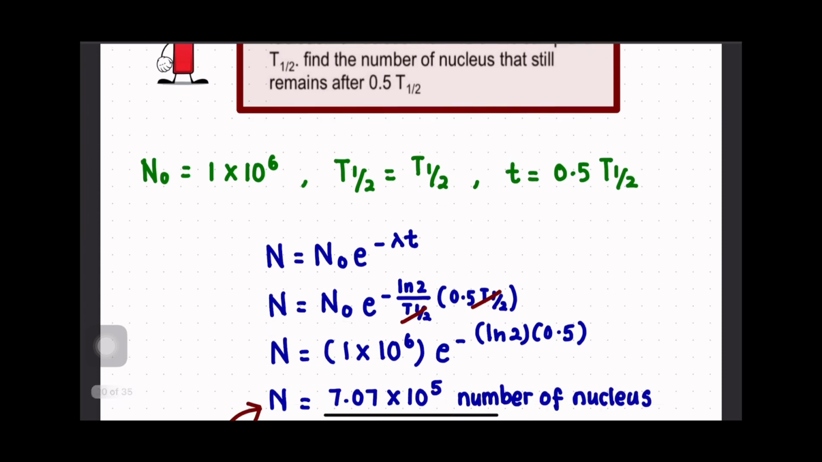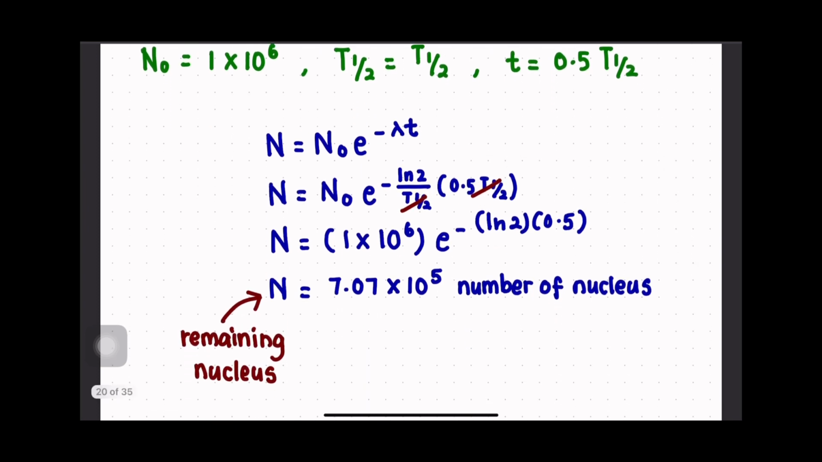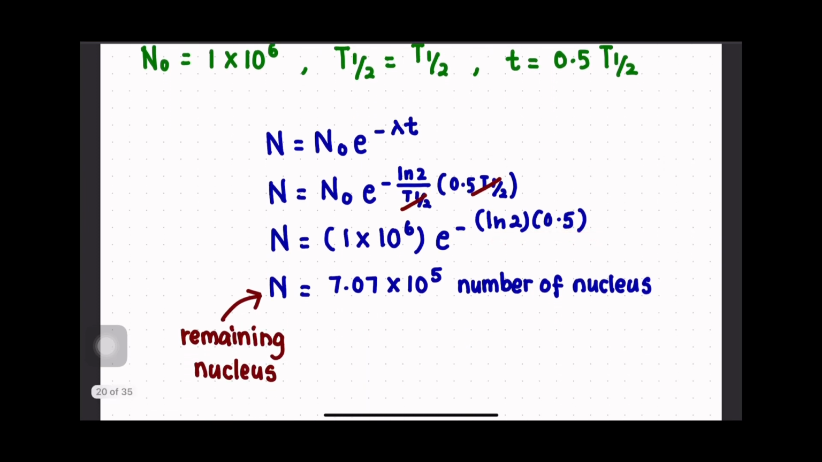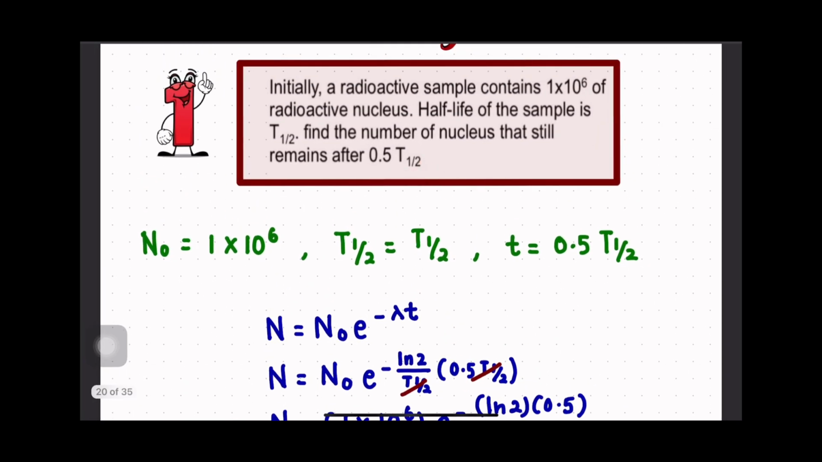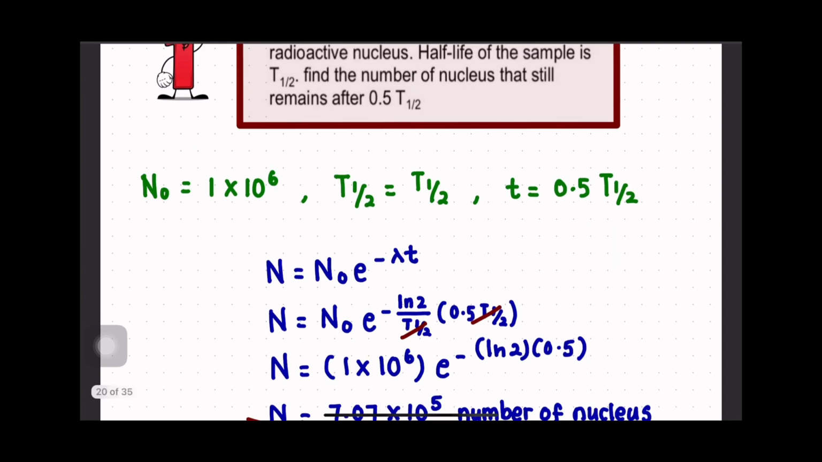Decay constant is equal to ln 2 over T half-life. Ini datang daripada formula T half-life is equal to ln 2 over decay constant. So, kita just rearrange je lah. Okay, so time dia kita nak pada 0.5 T half-life. So T half-life dengan T half-life you boleh potong. Okay, tinggallah macam ni. So kekan kalkulator, you akan dapat number of nuclei remaining adalah 7.07 times 10 to the power of 5 nuclei pada masa 0.5 T half-life.